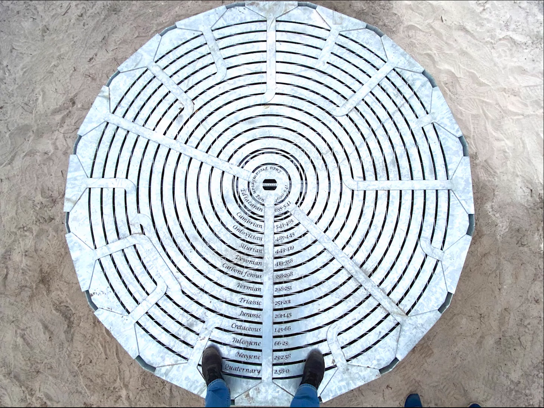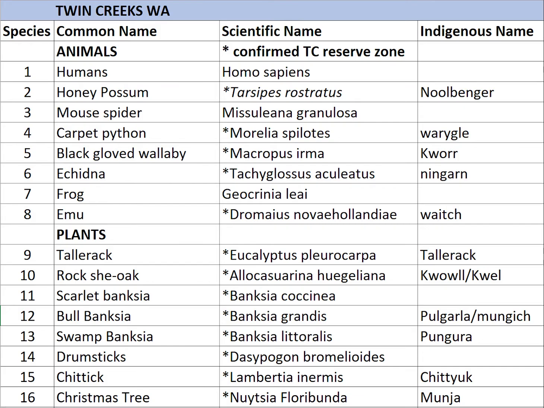Here you can see the species that were selected. We have the common name, the scientific name, and, where known, the indigenous name. It's important here to point out that the traditional owners did have names for all the species. Sometimes these names are no longer known. We decided to go with 8 animal species and 8 plant species for this sculpture.